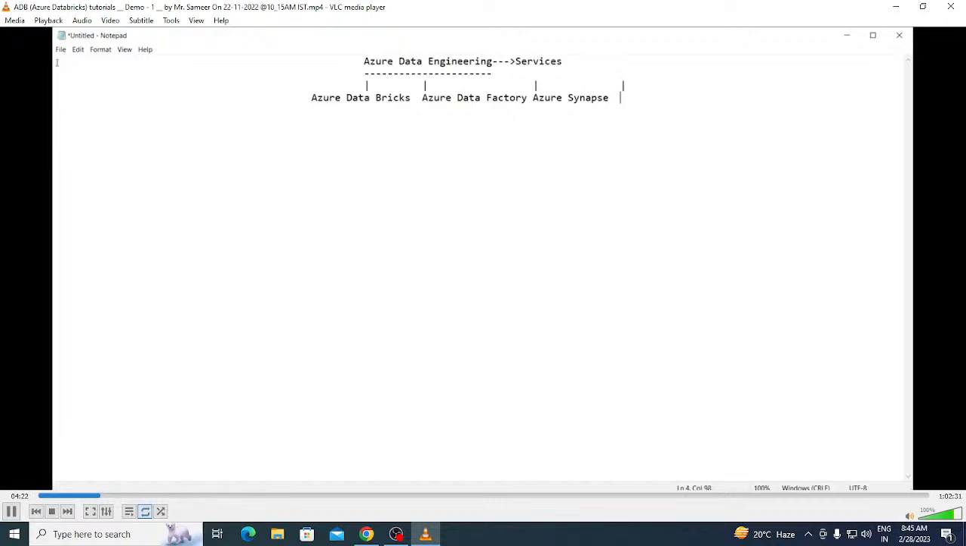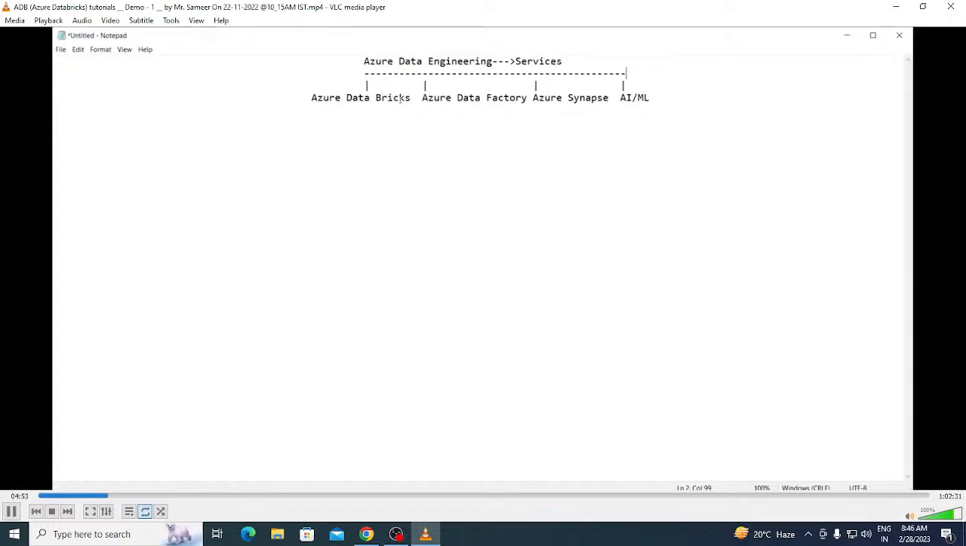Okay, so we have Azure Artificial Intelligence, AI, or else we can also refer to it as ML, that is called machine learning. These are all the services packed into Azure Data Engineering. That means all end-to-end solutions for the data. That is nothing but data engineering, meaning end-to-end solutions for the data.